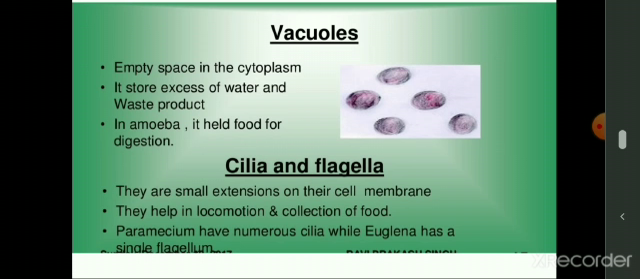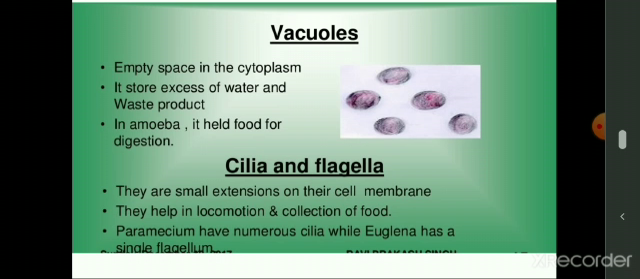Then there are vacuoles. Now vacuoles are more prominent in plant cells. They are very big, but in animal cells these are very small. These occupy the empty space inside the cytoplasm. Their main role is to store excess water and waste products. In amoeba, the food is also digested in the vacuole.